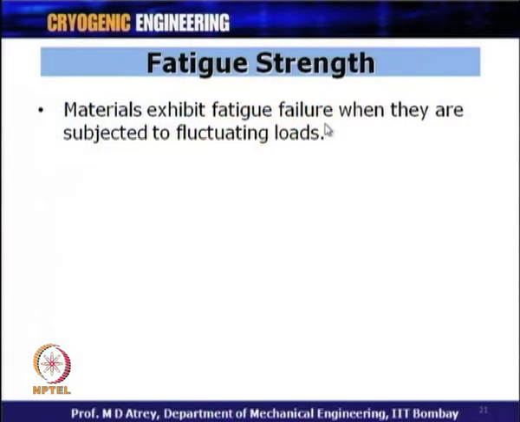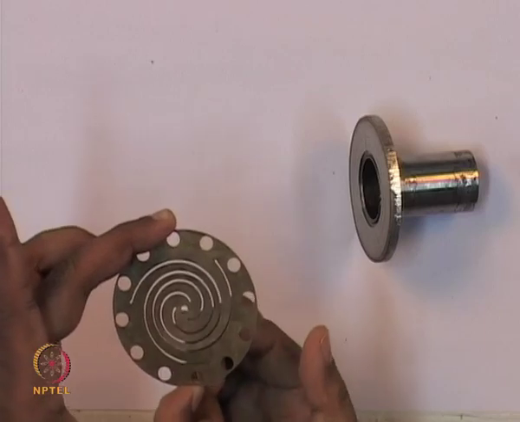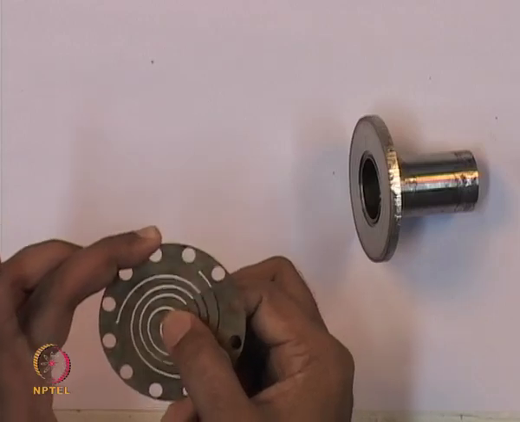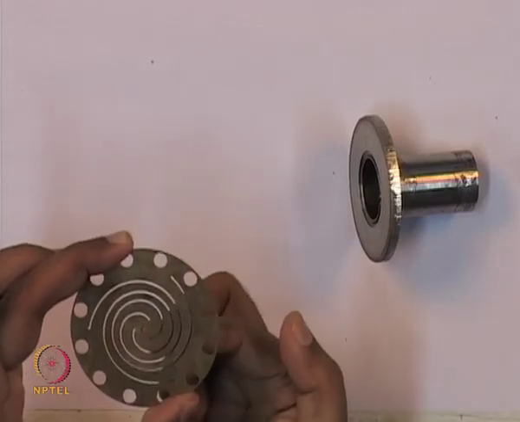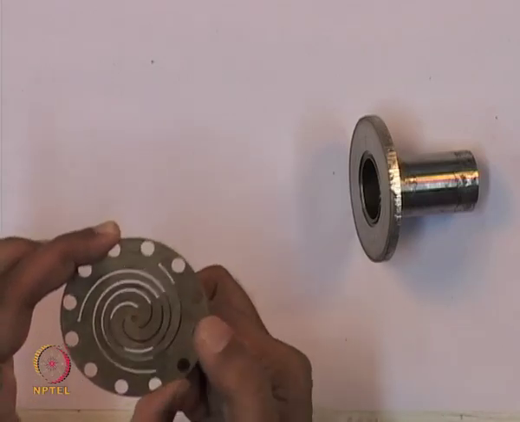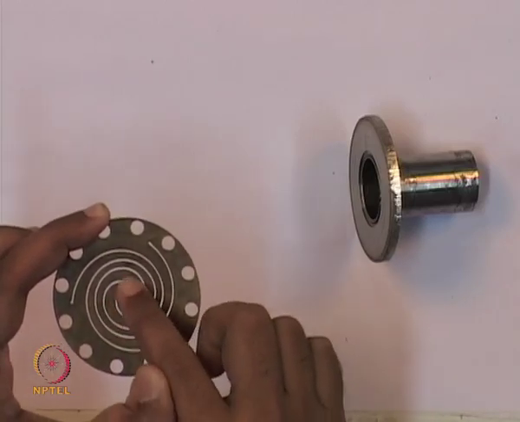In cryogenics, we also have to study fatigue strength. What is fatigue strength? The material exhibits fatigue failure when it is subjected to fluctuating loads. Now, these fluctuating loads could be, for example, I have a small sample over here. You can see that this is a small bearing through which the piston goes. As you know, the piston is going to have an oscillating or fluctuating motion up and down. This is called a flexure bearing, and this bearing goes up and down, and therefore it will be subjected to fatigue failure. If at all it fails, it will fail by fatigue.